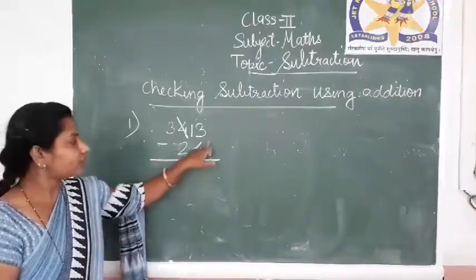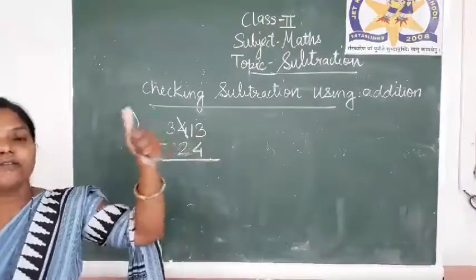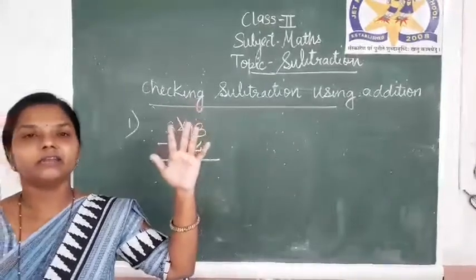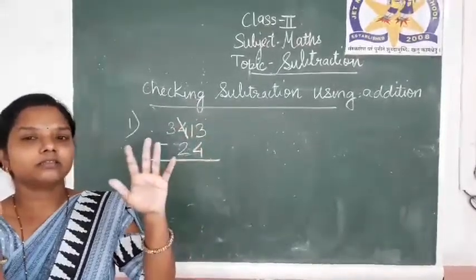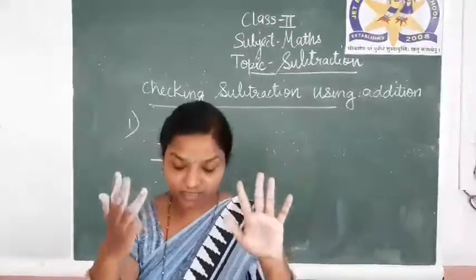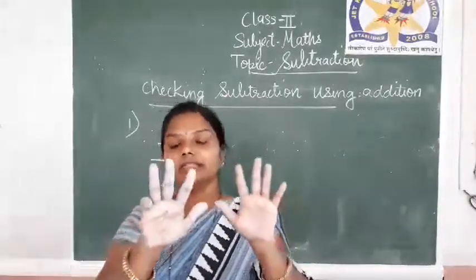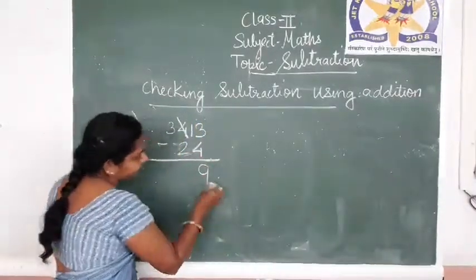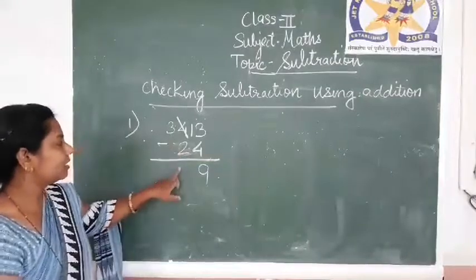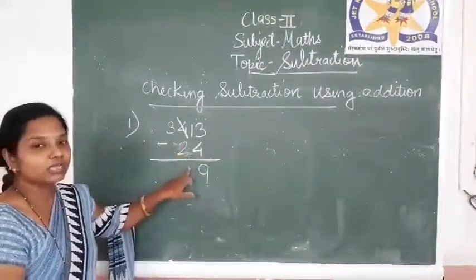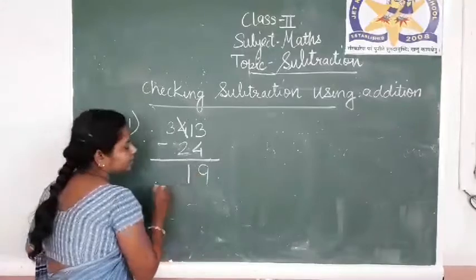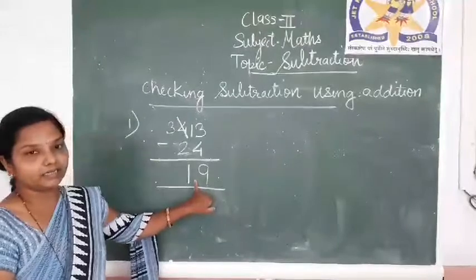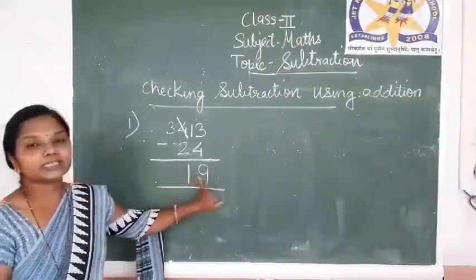So after 4, count till 13. 5, 6, 7, 8, 9, 10, 11, 12 and 13. So how many fingers? There are 9 fingers. That means 13 minus 4 is 9. Now subtract the tens. 3 minus 2. 3 minus 2 is 1. So what is the answer that we got after subtracting the numbers? It is 19. Now I want to check whether my answer is right or wrong.